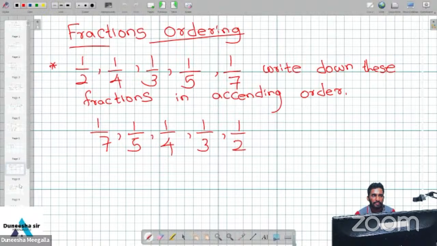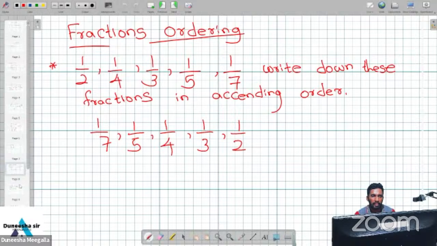Fractions ordering. Okay. Then we discussed how we order fractions. 1 over 2, 1 over 4, 1 over 3, 1 over 5, 1 over 7. Write down these fractions in ascending order. Okay. Then what is the smallest fraction? 1 over 7. Because why?